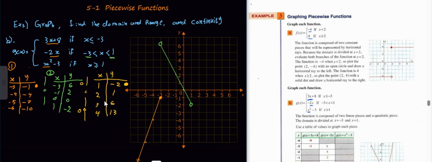For the third graph, we plot the point 1 with negative 2. We fill this circle because this point is a full circle. And we have 2 with 1, and 3 with 6, and 4 with 13. We can leave this one off because it has many more points here. Just connect them together.